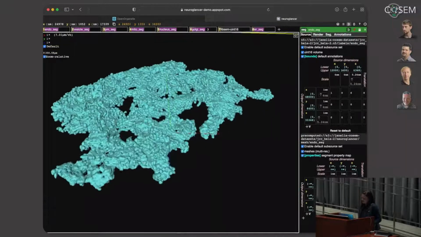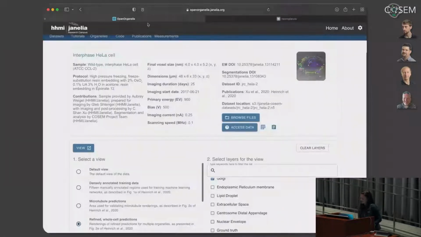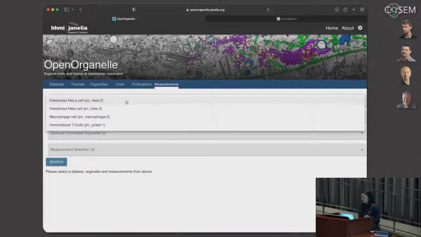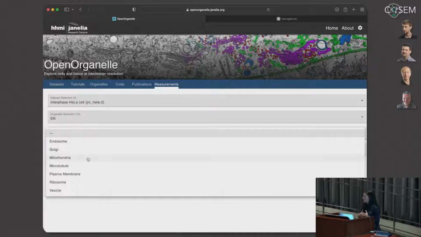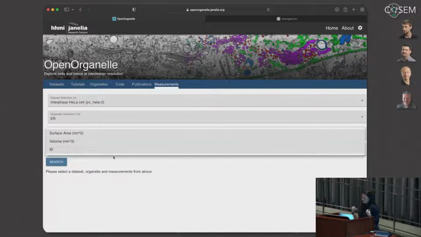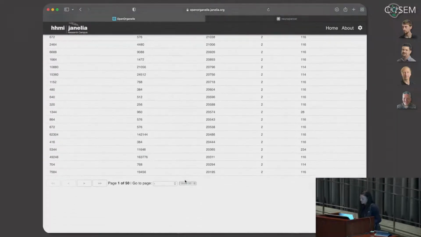On the measurements page, you can query all of the measurements that I was talking about on the last slide. And you can look at things such as contact sites between 2 different organelles, and it will give you an interactable table of the volumes, the surface area, the contact IDs of those organelles.